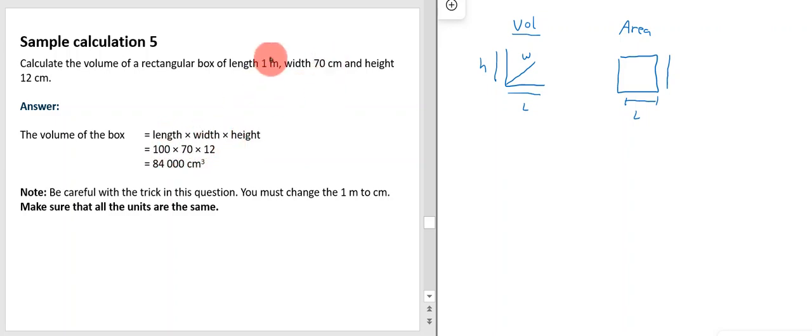So for example, 1 meter is equal to 100 centimeters. So we'd multiply 100 multiplied by 70 multiplied by 12, and that's going to be equal to 84,000 centimeters cubed. Okay, so again, it's just important that if you have different units like this, that you convert them all to one unit before you do your calculation.